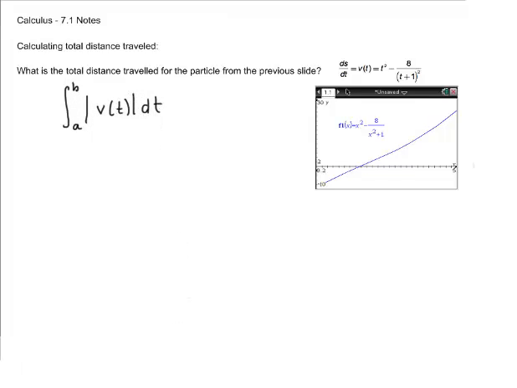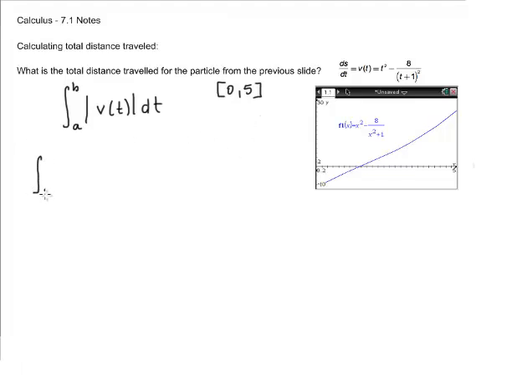The absolute value of that. The reason we want the absolute value is because distance is always positive. Okay, you're always going to drive forward. And so then, if we want to know how far this particle traveled from 0 to 5, we just run that integral again from 0 to 5.